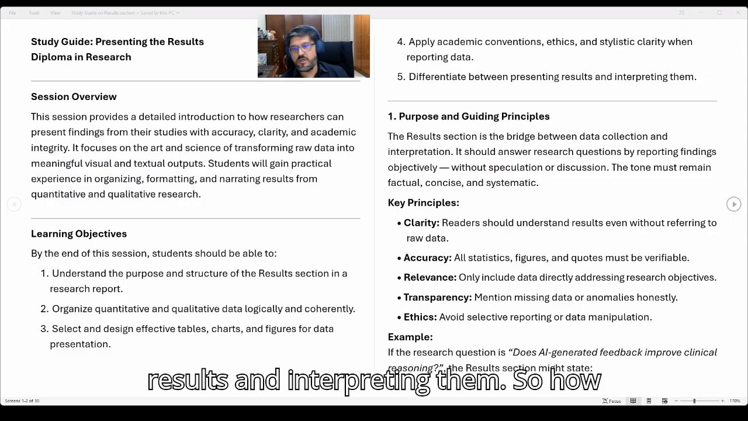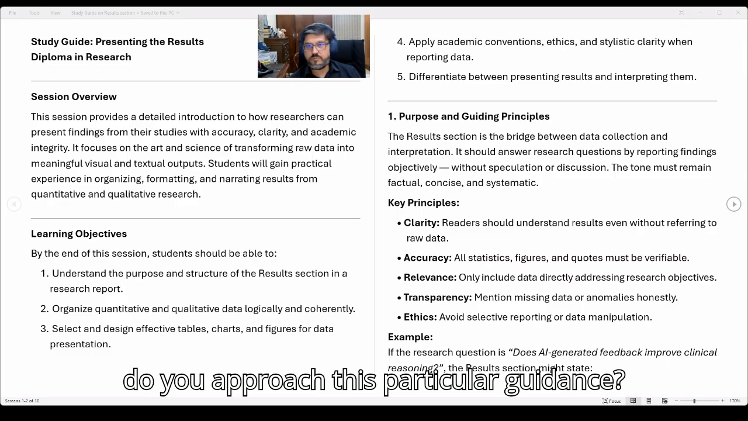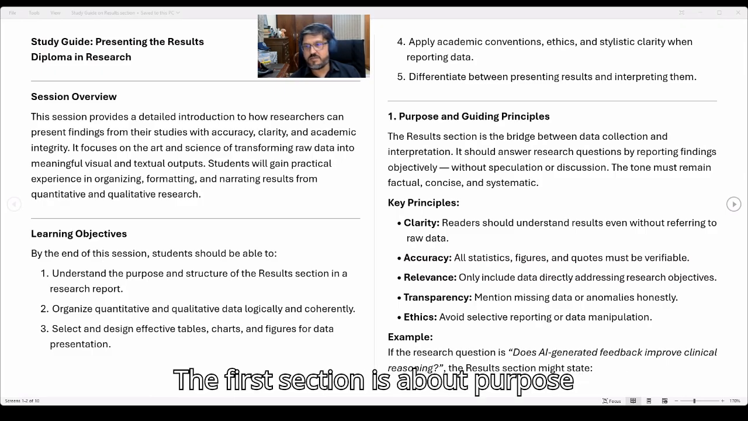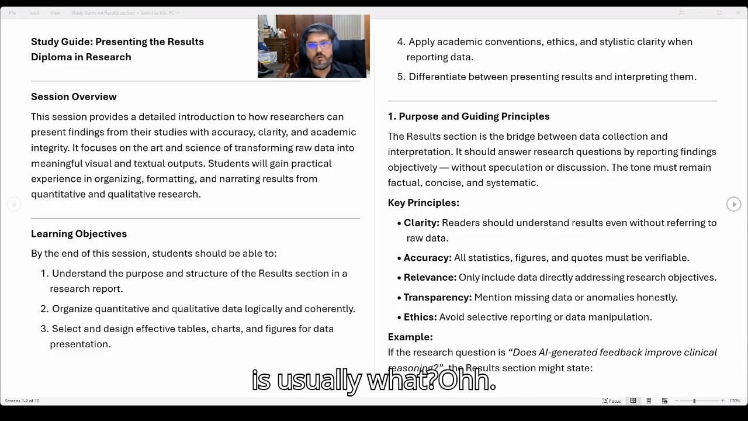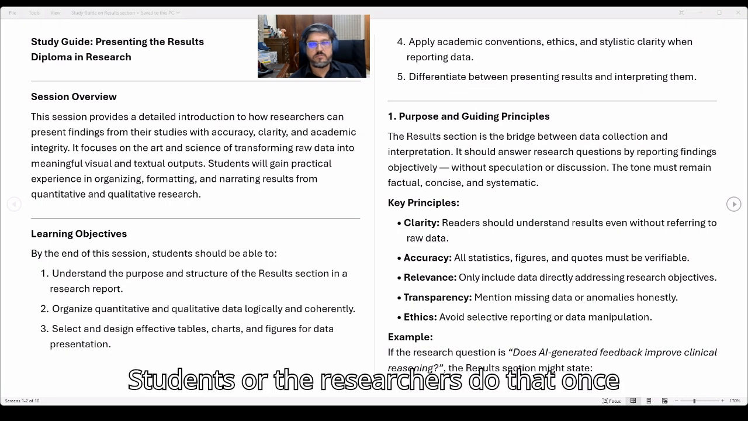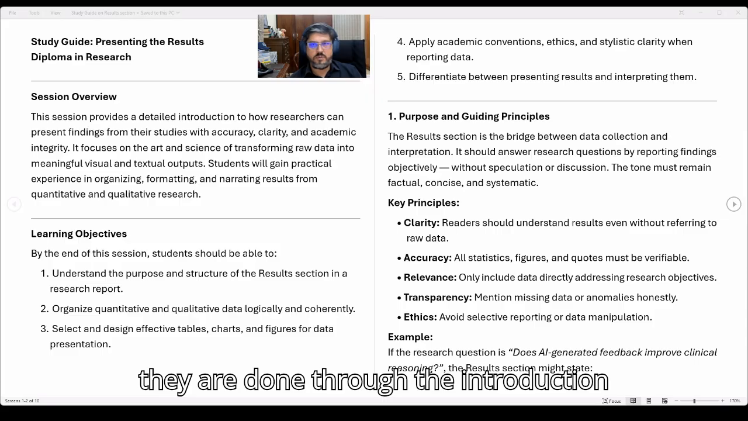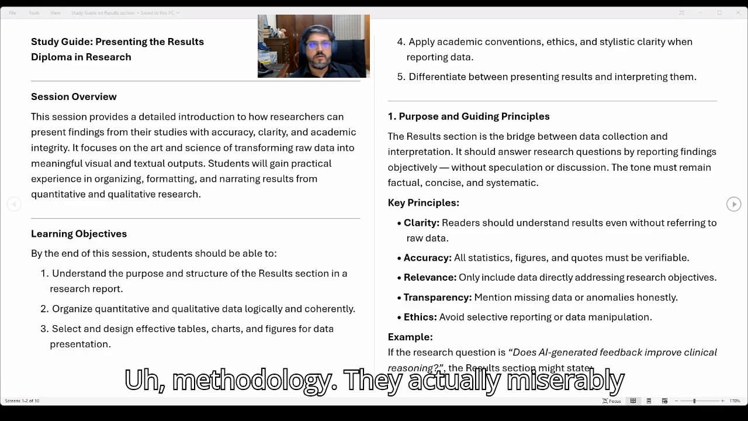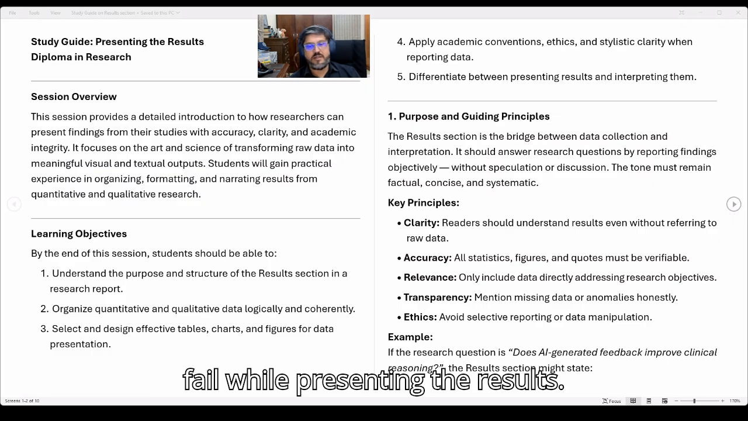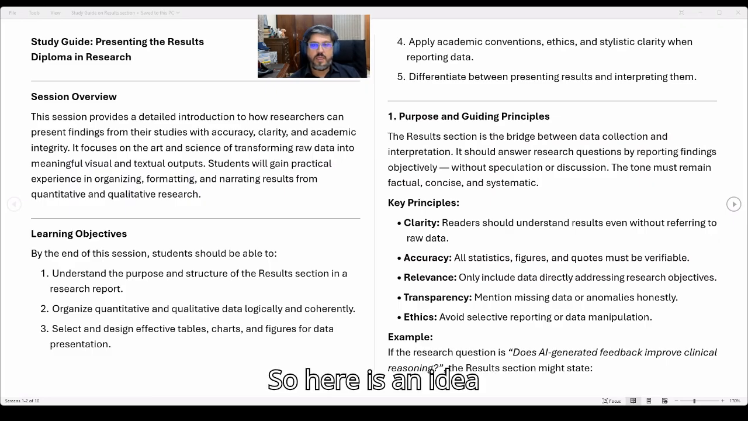So how to approach this particular guidance? The first section is about purpose and guiding principles. Usually students or researchers, once they are done with the introduction part and the methodology, actually miserably fail while presenting the results. So here is an idea of how you can do the results section in the most effective manner.